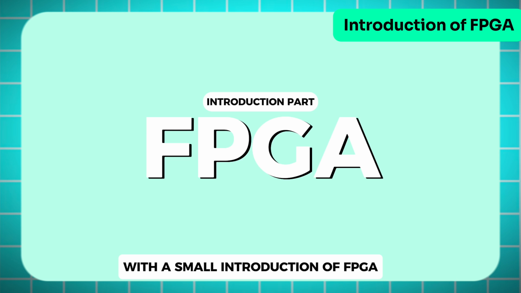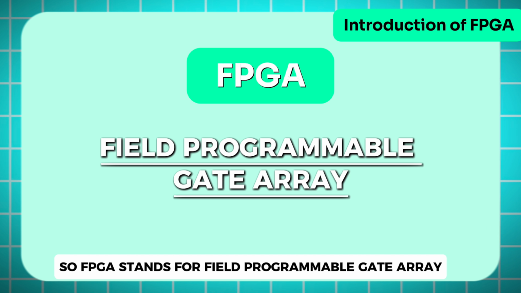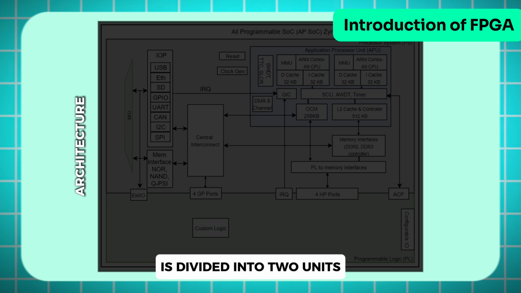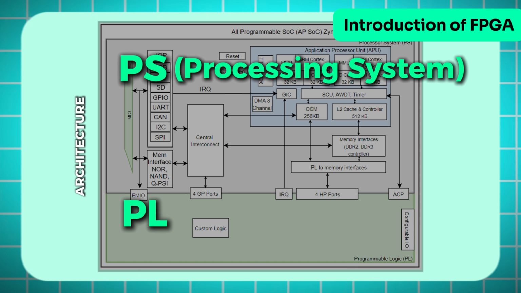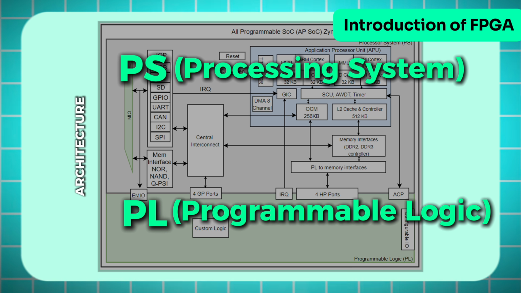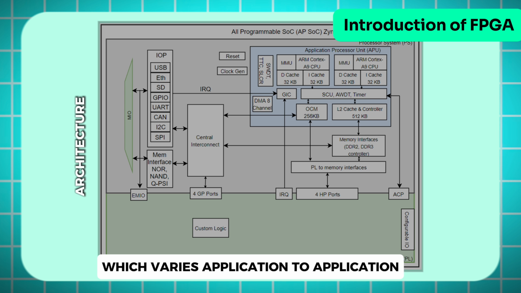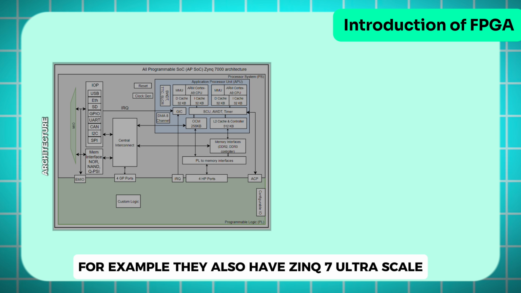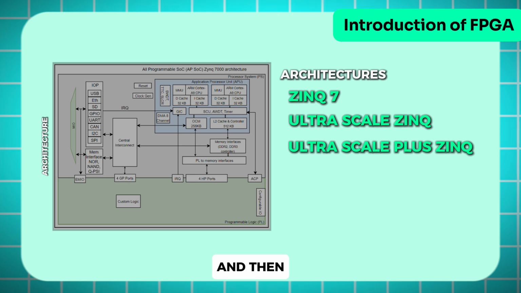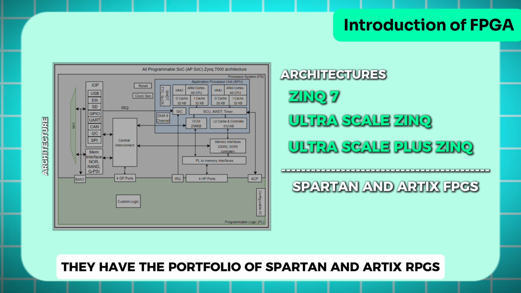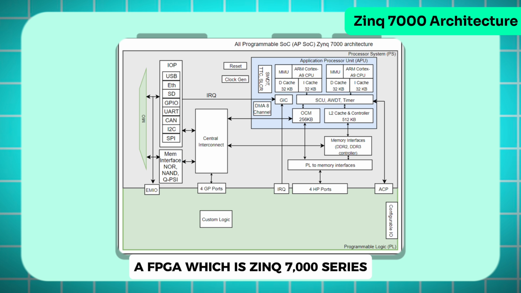Let's start this video with a small introduction of FPGA. So FPGA stands for Field Programmable Gate Array, and the entire architecture of an FPGA is divided into two units, PS and PL. Here PS stands for Processing System and PL stands for Programmable Logic. Within these PS and PL units, Xilinx has many architectures which vary from application to application. For example, they have Zynq 7, UltraScale Zynq, UltraScale plus Zynq, and then they have the portfolio of Spartan and Artix FPGAs. Now in this video, I'll introduce you to a very popular architecture of Xilinx FPGA, which is the Zynq7000 series.